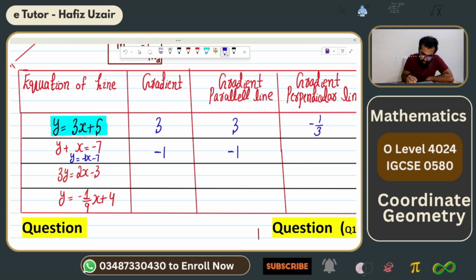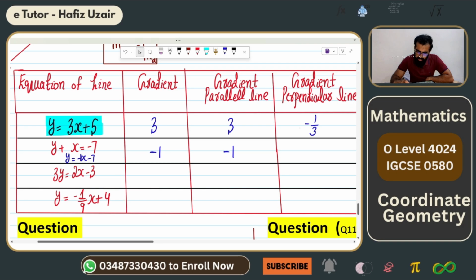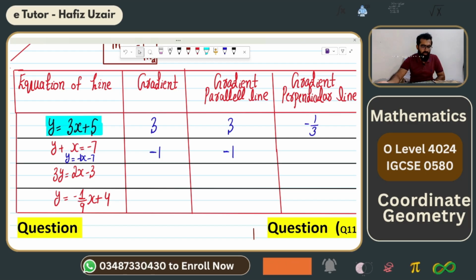Again minus 1, because parallel lines have the same gradient. Now you need to find out the gradient of the perpendicular line. So if I take the reciprocal of 1, that will be 1 upon 1, that will be 1 again. But negative reciprocal means it will be plus 1.